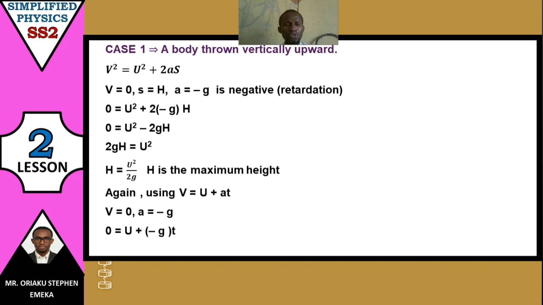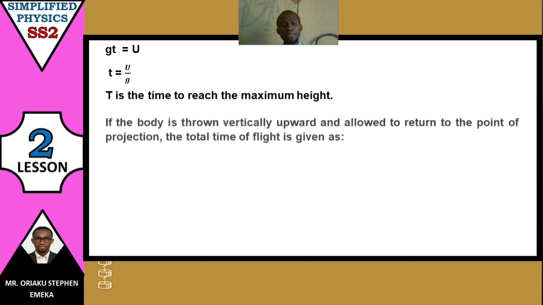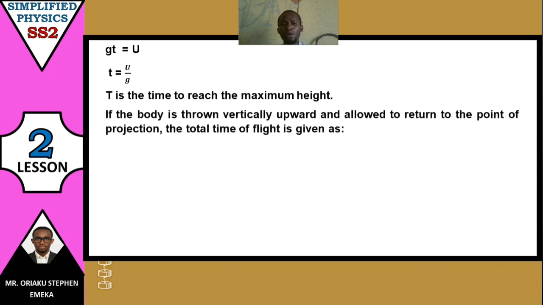Inputting those values into the first equation, we have 0 equals u plus (-g) times t. So that gives us 0 equals u minus gt. So it means that u equals gt, and t is going to be u over g. So this is the time it will take to reach the maximum height.